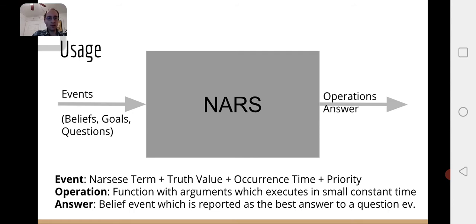And an event always consists of a term with a certain truth value, and the rest is not important for now. And operations are essentially a function or a procedure with arguments which the reasoner wants to execute. It has to finish in a small constant time, so as not to disturb the real-time reasoning ability of the system. Do not block it, so to speak. And answers are always the best answer according to what the system currently knows.